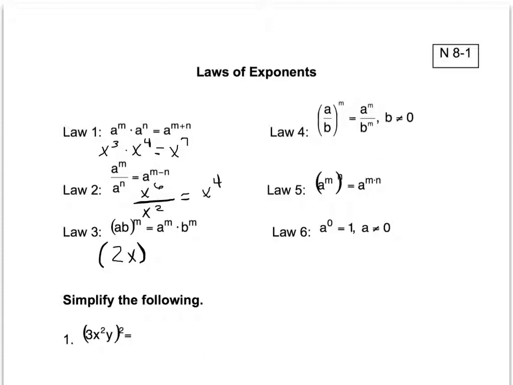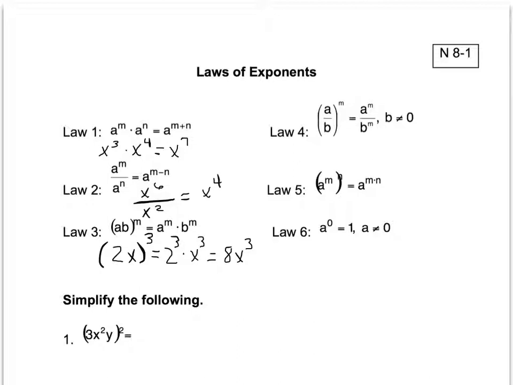Maybe we have 2x in parentheses, and the entire thing is being raised to the third power. Well, that means 2 gets raised to the third power, and x gets raised to the third power. Then they'll be simplified and put back together. 2 to the third means 2 times 2 times 2, which is 8, x to the third. So that would be a simplified example of Law 3.